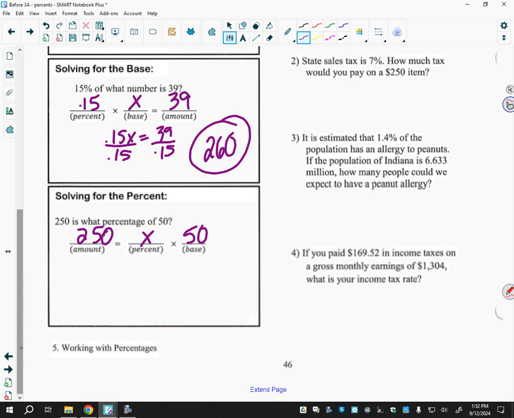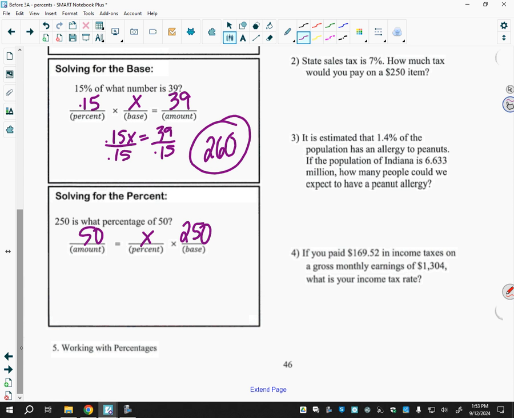250 is what percent of 50? 50 of x equals 250. No, 250 is not the percentage. 250 is the amount. 250 is what percentage of 50? Think about it. It's 500%. That's what it's asking, doesn't it tell you that 250 is what percentage of 50? Think about it. Really think about it, though. It's 500%. Yeah, I think it's over 100%. I agree. 500%.